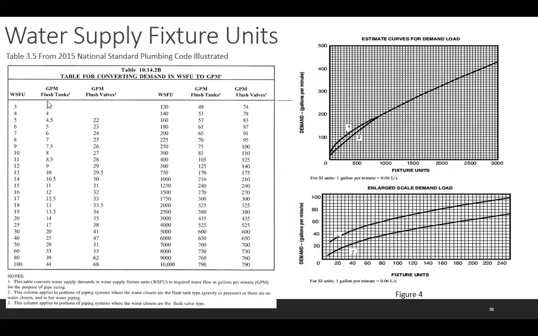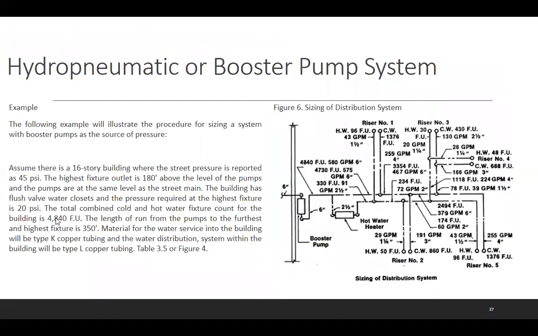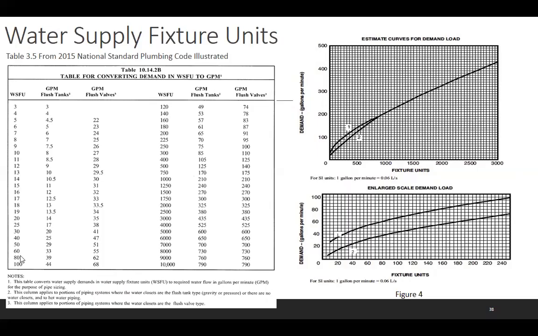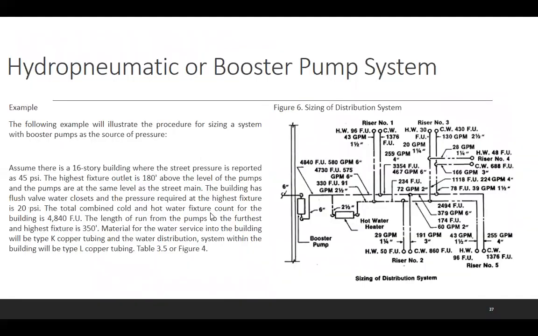Hot water, dito ka sa kabilang side. Flush tank. So, ilan yan? 896. Between 18 and 100, so interpolate mo, lalabas is yan, 43. 43 gallons per minute. So, lahat to, ganun ang gagawin mo.